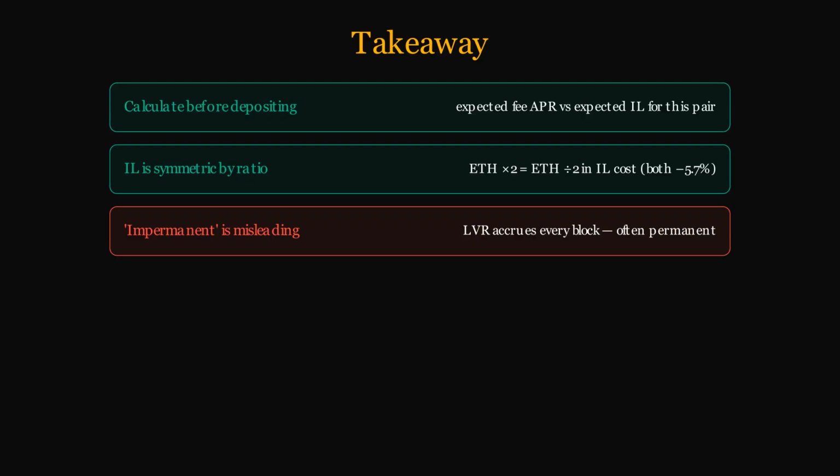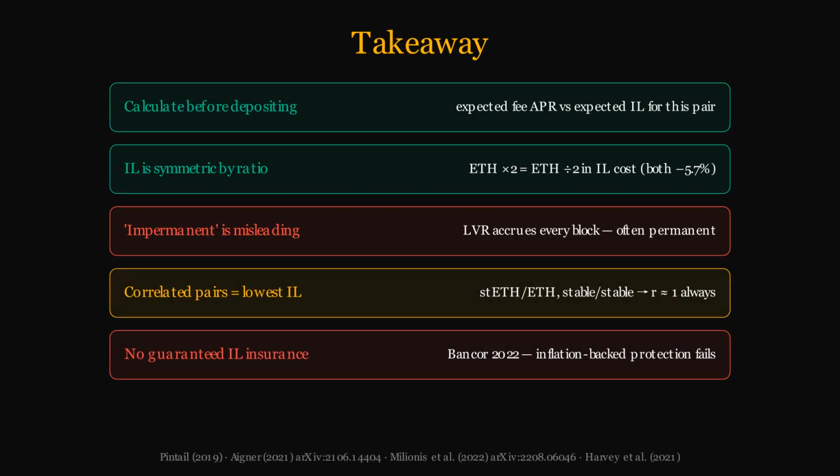IL is a symmetric function of the price ratio. Academically, loss versus rebalancing is the more honest framing, it is non-reversible and accrues every block. Stick to correlated pairs for conservative LP. And treat any IL protection claim with extreme skepticism. The Bancor lesson is that inflation-backed protection fails when you need it most.